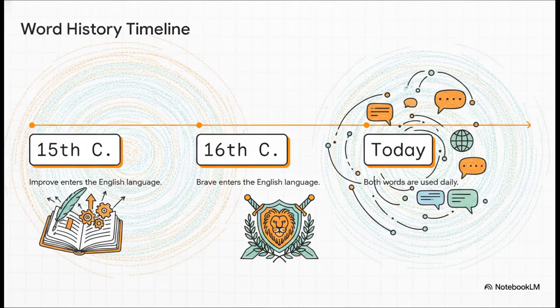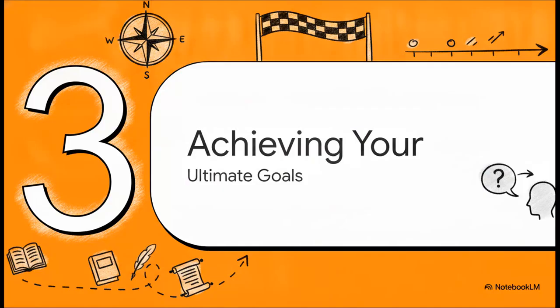If we actually chart these two powerful concepts across history, we see improve becoming common in the 15th century. Just 1 century later, in the 16th century, brave made its grand entrance. And today, both are essential pillars of our daily language, layered with literally hundreds of years of history. Now we arrive at the final destination of our narrative arc, Part 3, Achieving Your Ultimate Goals.